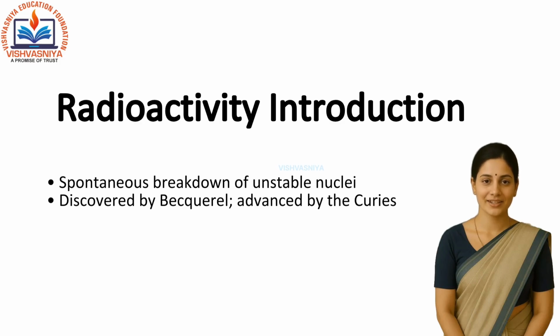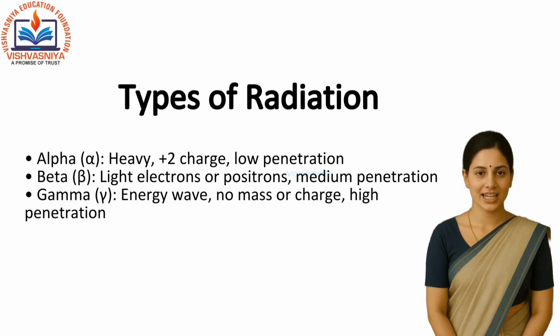It was discovered by Henri Becquerel and further explored by Marie and Pierre Curie. Their work literally changed science and medicine forever. The three types of radiation, let's break them down. Alpha particles: 2 protons plus 2 neutrons, like a helium nucleus. Heavy, slow, and easily blocked by paper.